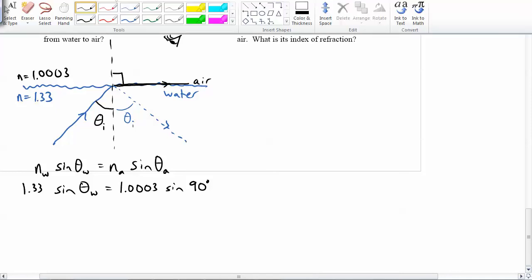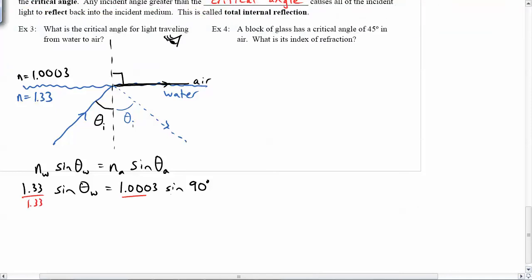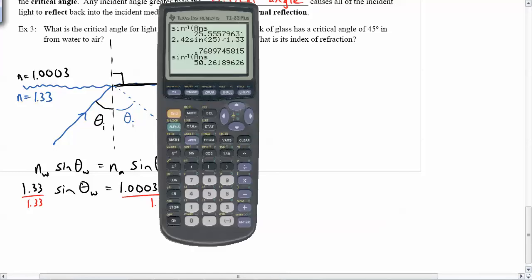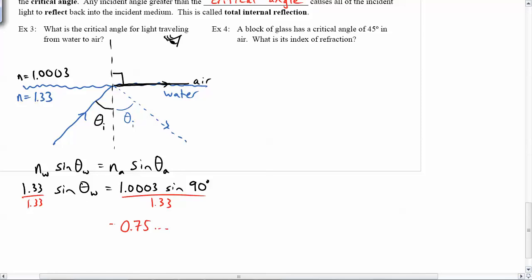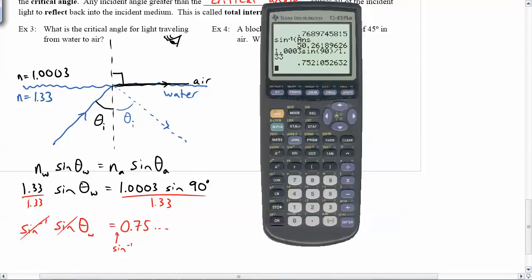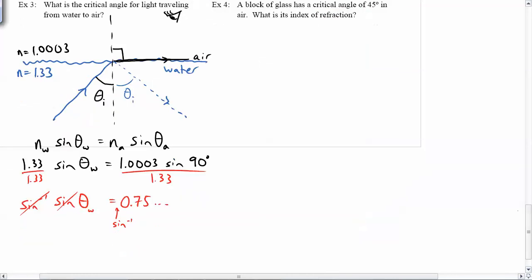So again, to solve this, we can divide both sides by 1.33, get the coefficient to the other side, and you get 1.0003 sine 90 divided by 1.33, which is 0.75. Okay, same thing as before. We want to move the sine to the other side, but not the angle part. So we're going to use the opposite of sine, which is sine inverse. That'll cancel the sines on the left-hand side and leave us with sine inverse of 0.75, which is 48.7 degrees, or 49 degrees.